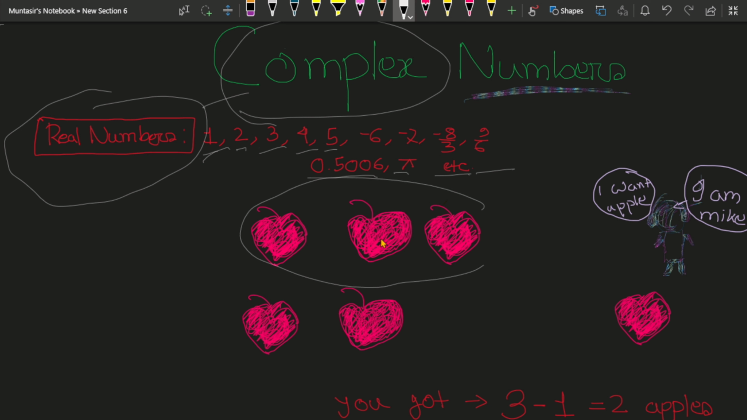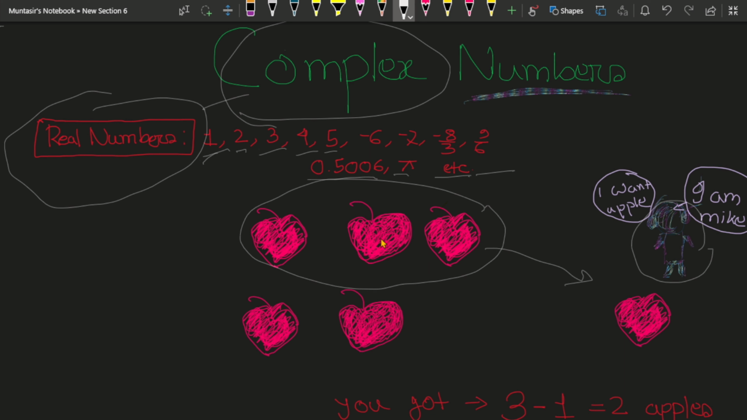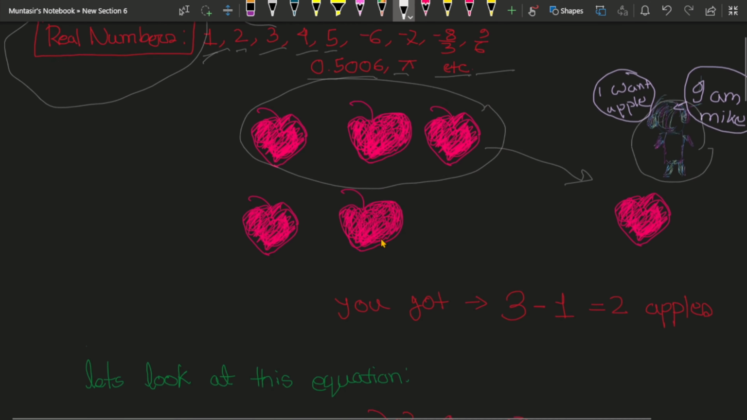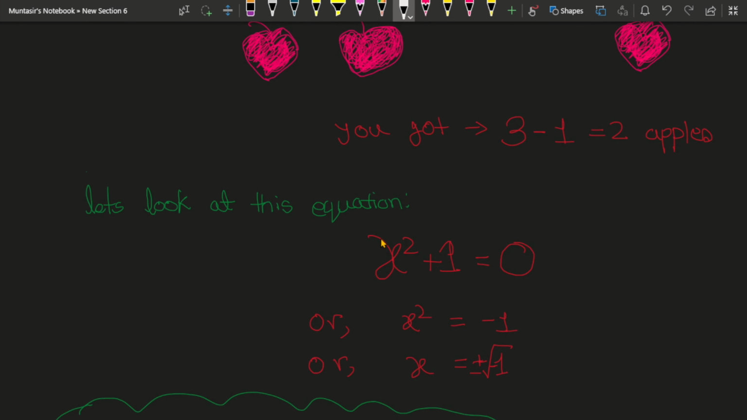Suppose you have 3 apples and your friend Mike here loves to eat apples. You give an apple to him. So how do we say it mathematically? We say you got 3 minus 1 apples left for you, that is 2 apples left. Now the number -1 refers to something that has been lost. In this case, you have lost an apple. So this is how real numbers work. They have applications in our real lives.